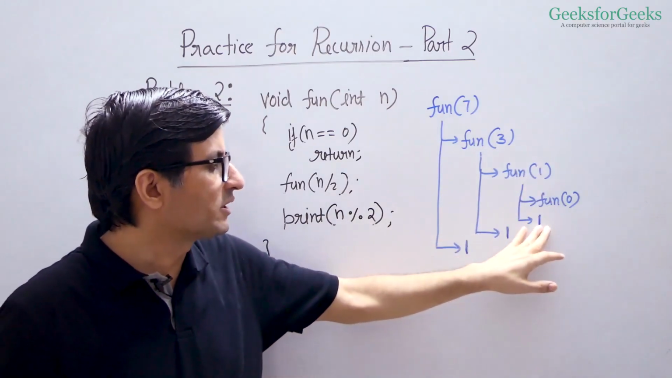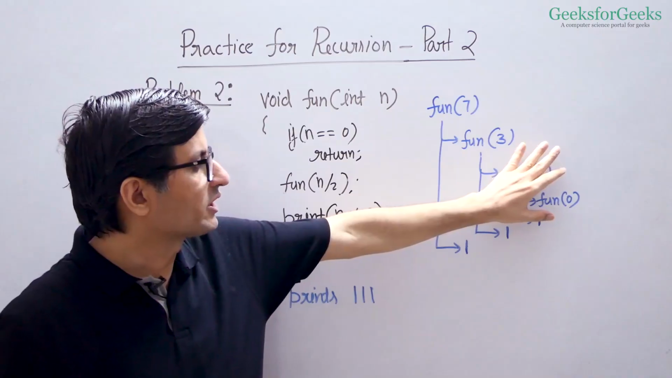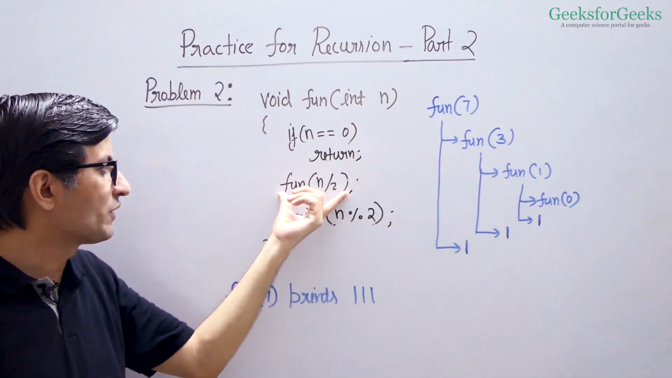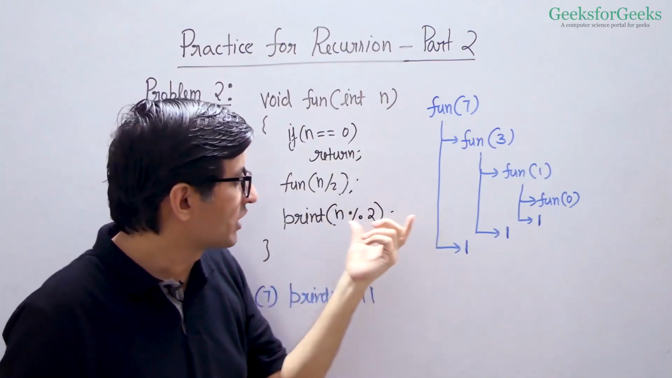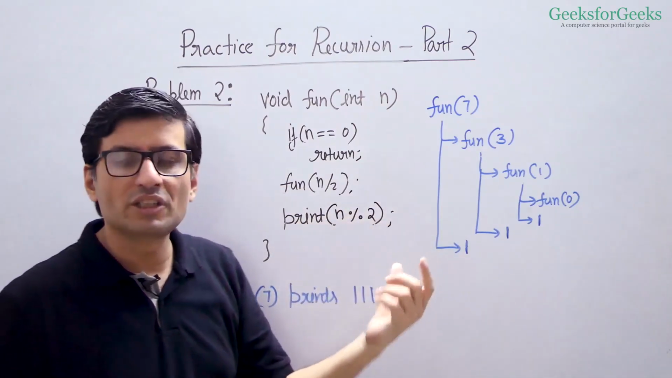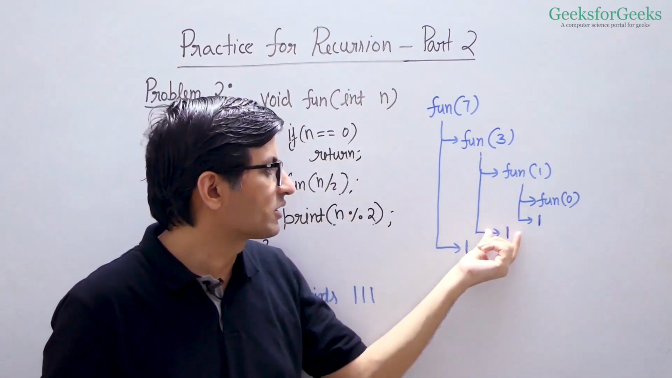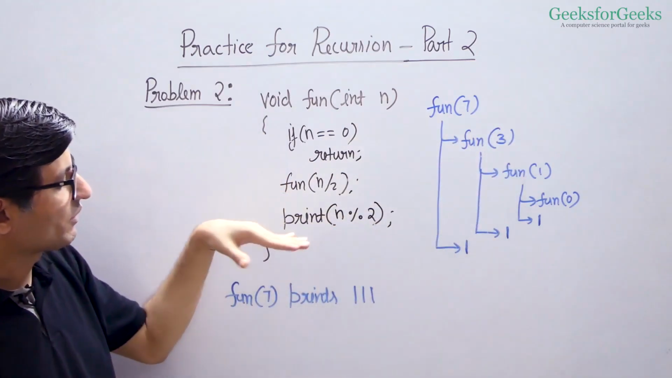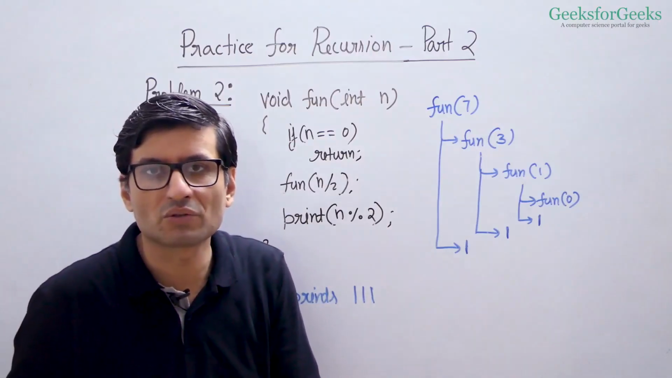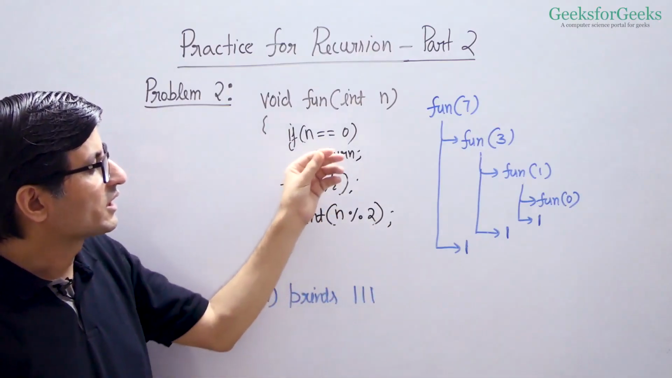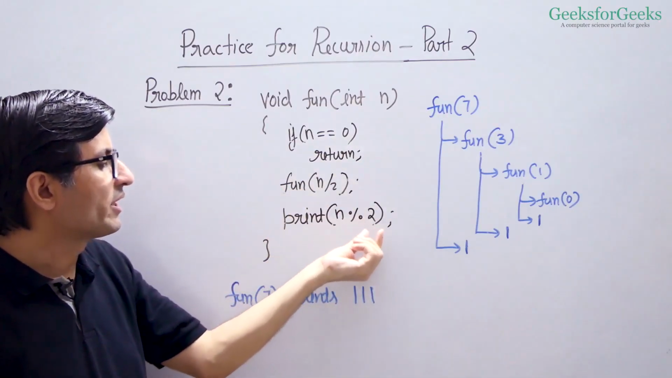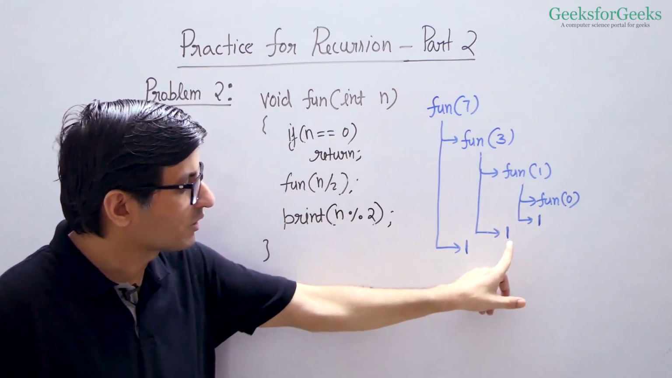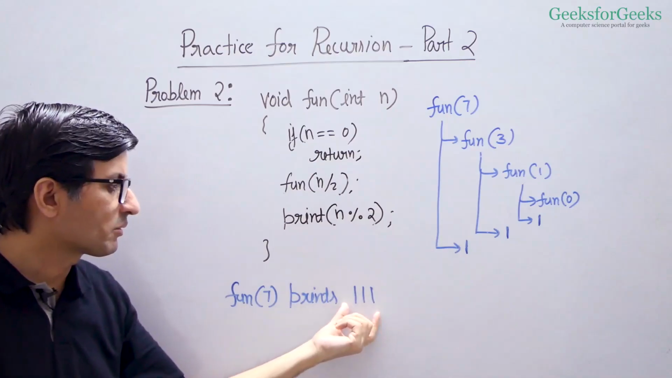So fun 1 now prints 1, fun 1 leaves the execution, fun 3 gets the control, fun 3 was waiting for fun 1 to finish, so fun 3 is now going to execute this line, 3 remainder 2, 1, it's going to print 1. So fun 3 has finished its execution, this was the last line for fun 3. Fun 7 is going to get the control, and fun 7 is now going to print 7 remainder 2, which is 1. So first you see this one on the output, then this one, so your output is 111.